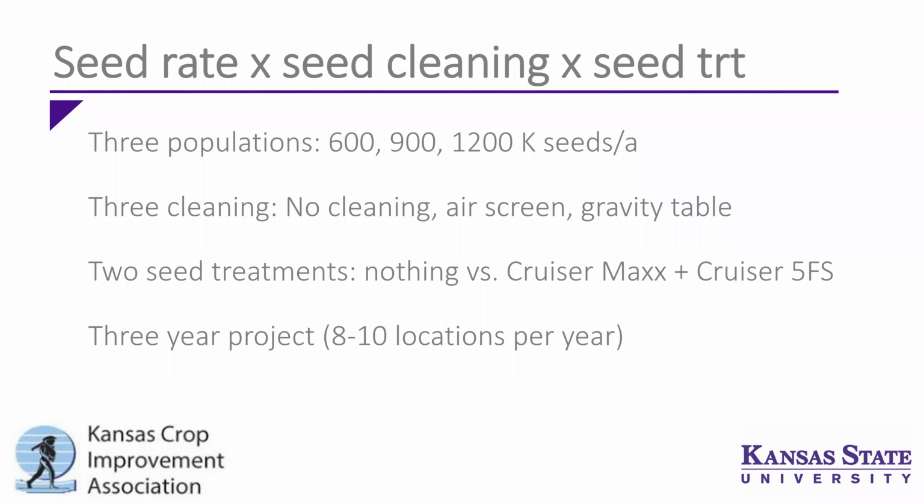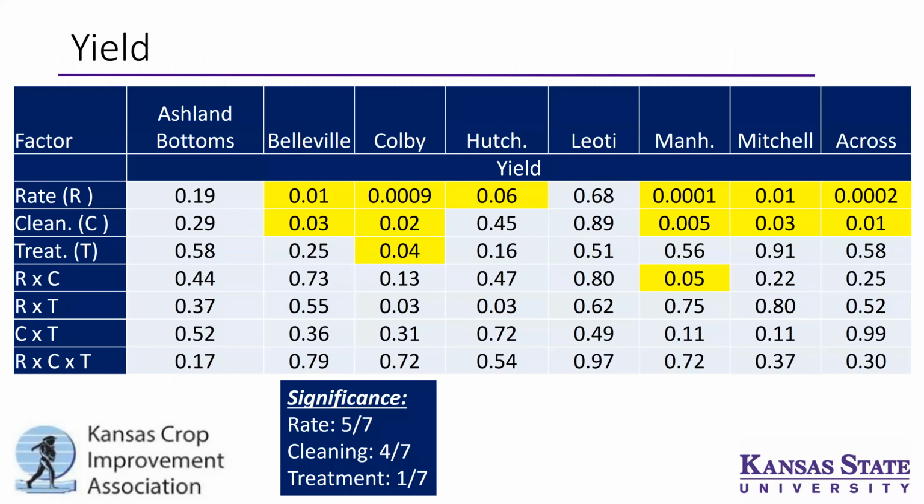So what we found last year, what you see here, we had this trial with the locations where we were conducting it: Ashland Bottoms, Bellevue, Colby, Hutchinson, Leoti, Manhattan, Mitchell County, and the analysis across all locations. On the left side, we have our factors that we're studying: seeding rate, seed cleaning, treatment, and all those interactions. The message here is that what's highlighted in yellow was significant. We see that seeding rate was significant in 5 out of 7 cases, seed cleaning in 4 out of 7, and seed treatment in 1 out of 7.